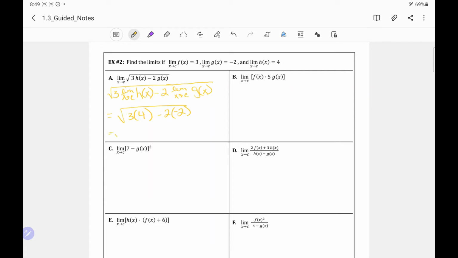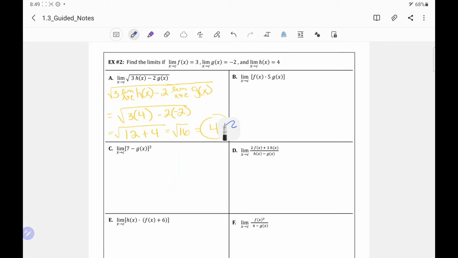So now we can simplify this. 3 times 4 is 12. And this is going to be plus 4. So we have the square root of 16, which we know the principal square root of 16 is 4. So that's our answer.